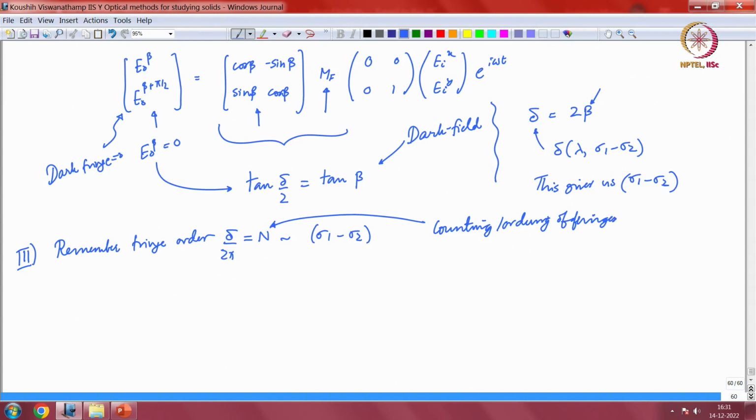Okay. So, notice also the same thing happens here. So, if beta is shifted by pi, then delta will be shifted by 2 pi plus 2 beta, and that will be unchanged, right. So, you can add any integer multiple of pi and tan delta will not change, but the delta will change, so sigma 1 minus sigma 2 will change. So, to be able to get a unique value of sigma 1 minus sigma 2, you need to remember the fringe order, right. And this is usually done with the counting technique, and like I said, when we work out an example I will show you how this is done. Okay.